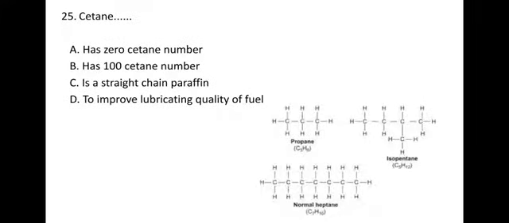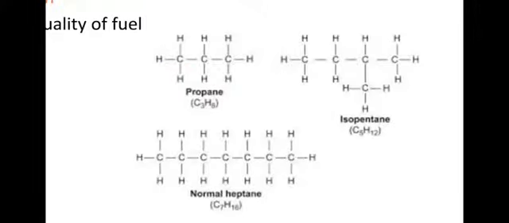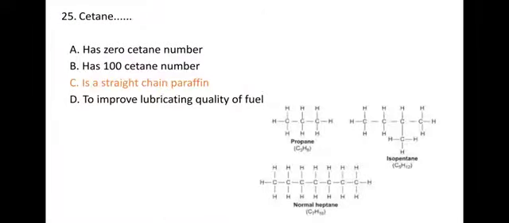Next question. C10. C10 is a straight chain paraffin. Here you can see the isopentane, propane, then normal heptane. So it is a straight chain paraffin.